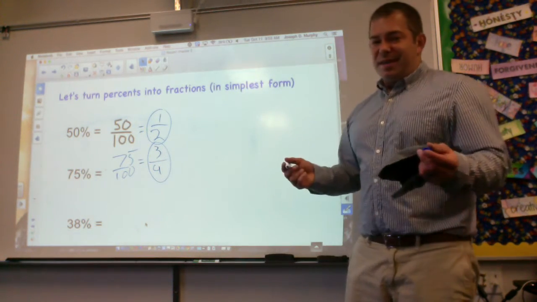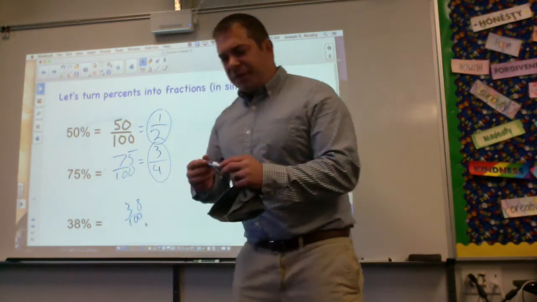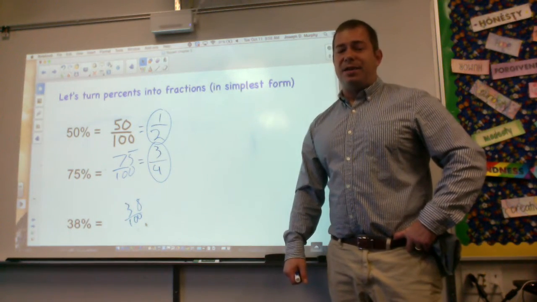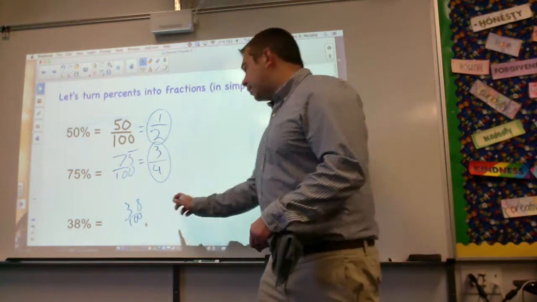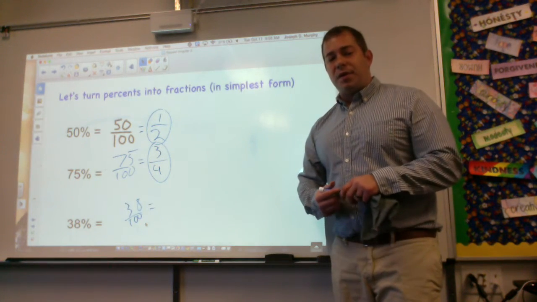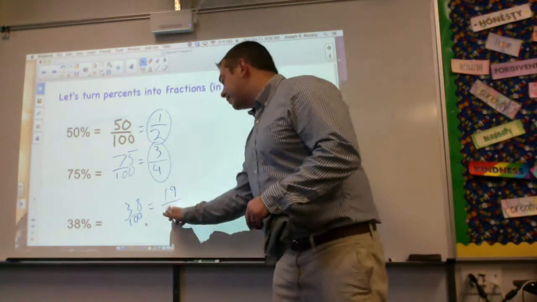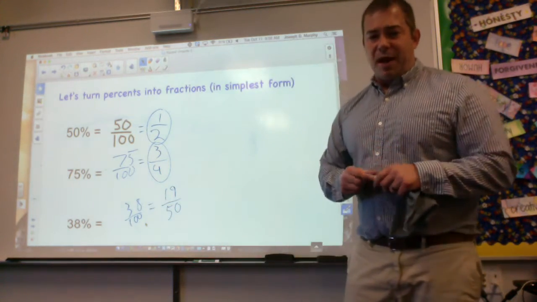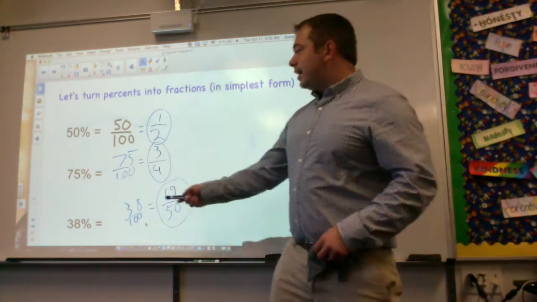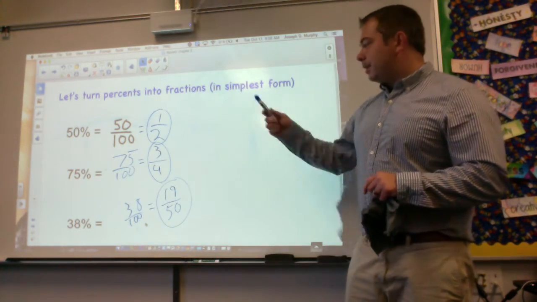Alright, 38%, another easy one, right? It's just 38 out of 100. Now, off the top of my head, I don't know what the common factor is, but I do know they're both even, so I could divide by 2 to reduce it. So 2 goes into 38. Well, I know 2 goes into 40 20 times, so 2 goes into 38 19 times. And 2 goes into 100 50 times. And 19 is a prime number, so I know I'm done. And it's 19 over 50. So yes, all percents are out of 100, but then we reduce them as far as we can go. Put them in simplest form.